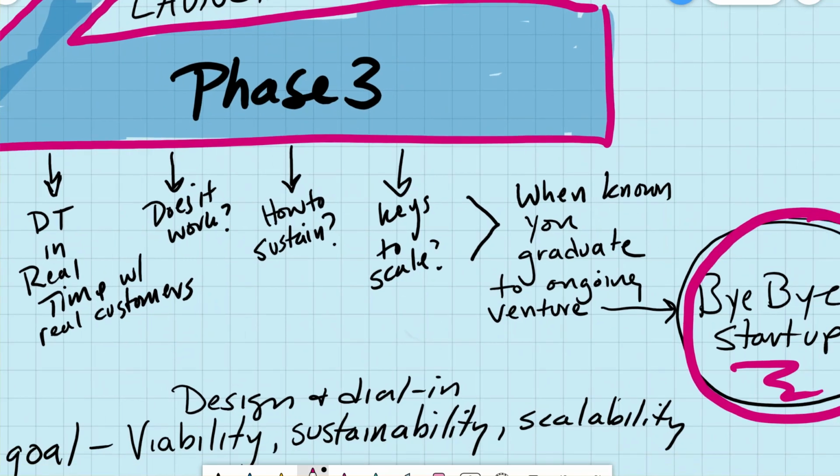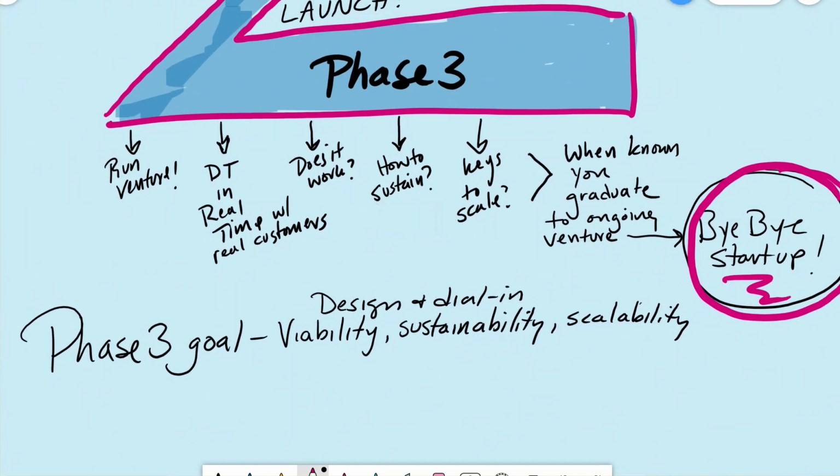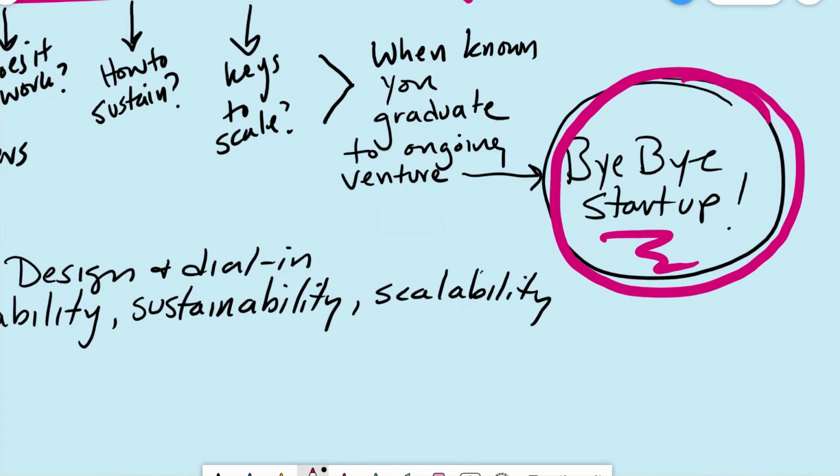And when you finally have met your phase 3 goal of design and dialing in the viability and sustainability, you know that you are done, you've graduated to an ongoing venture, and then you say bye-bye startup. That is, of course, until you want to take your ongoing concern to the next level, and then you get to be a startup for that component all over again.